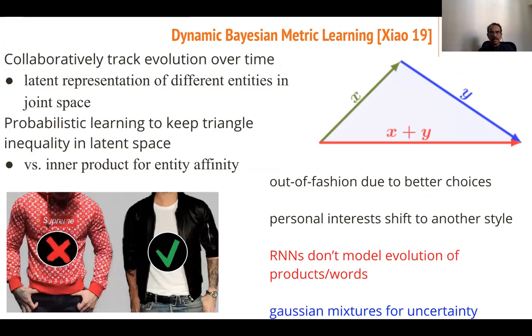Now we'll talk about dynamic Bayesian metric learning. So basically, you need to collaboratively track the evolution over time of latent representations of different entities, users and products, in a latent space. Probabilistic learning keeps the triangle inequality in latent space versus inner product for entity affinity. As an example, some items could go out of fashion due to better choices. Also, users' personal interest shifts to another style.